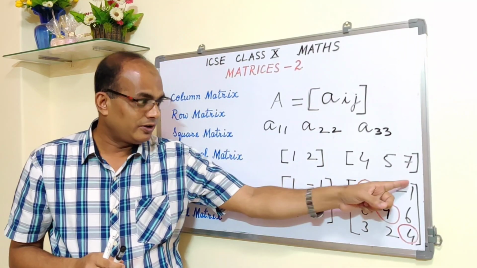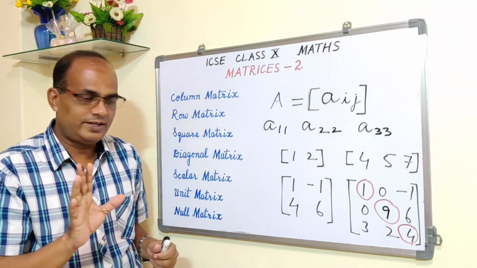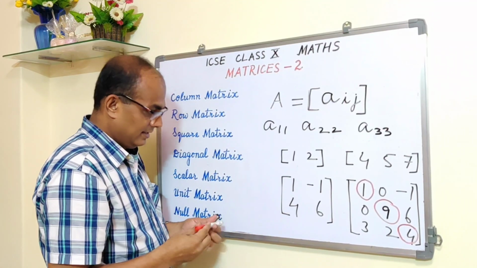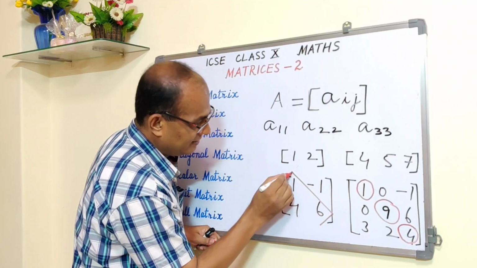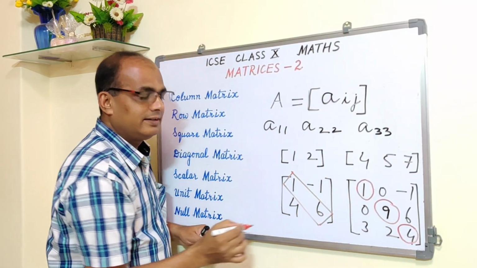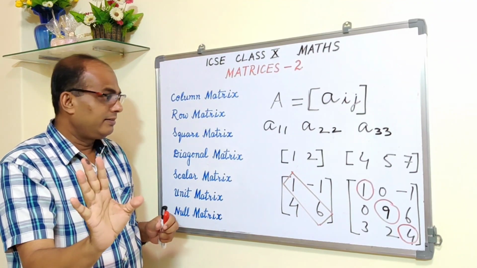Please be clear. This is called the diagonal, the leading diagonal, in a square matrix. Not this one. This is diagonal, this is diagonal. Similarly, this is diagonal, and they are the diagonal elements. So diagonal is clear now.